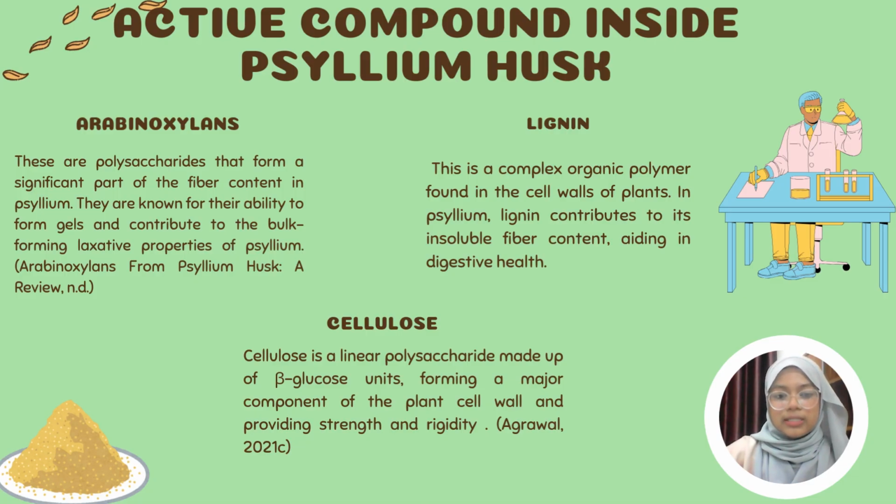Another polysaccharide, cellulose is a major component of plant cell walls and contributes to the insoluble fiber content of Psyllium. Cellulose is a linear polysaccharide made up of beta-glucose units, forming a major component of the plant cell wall and providing strength and rigidity.